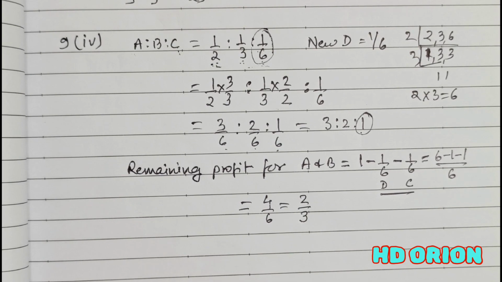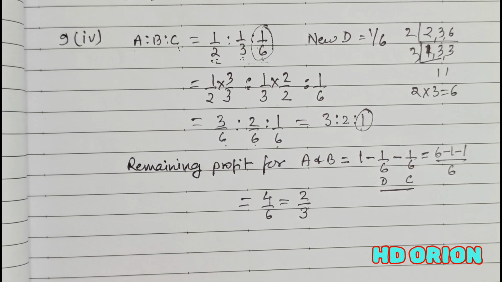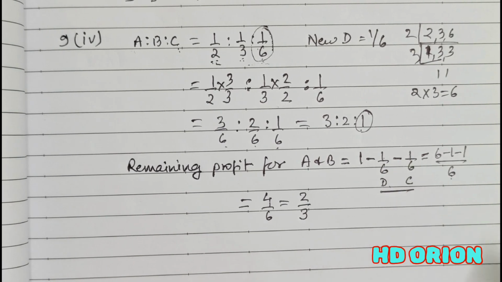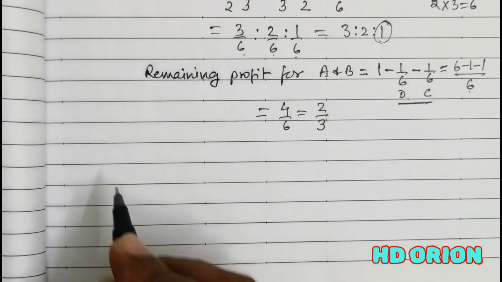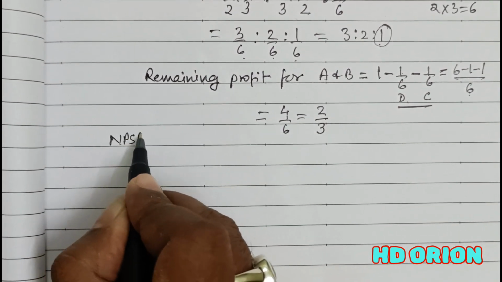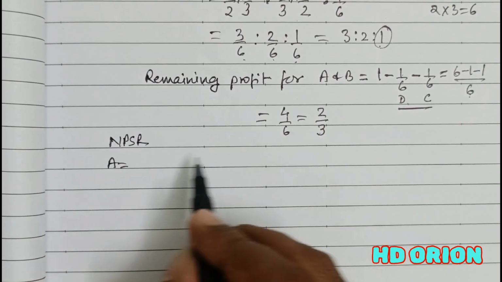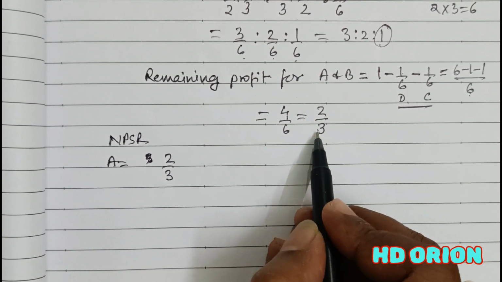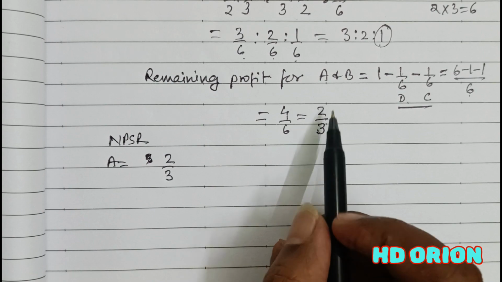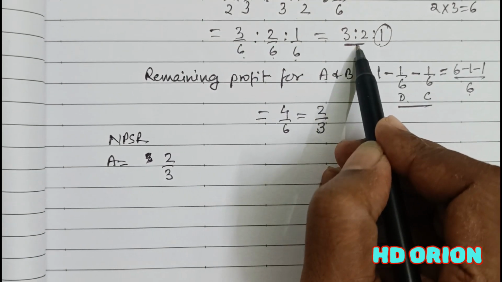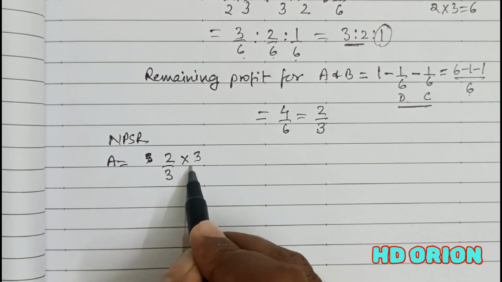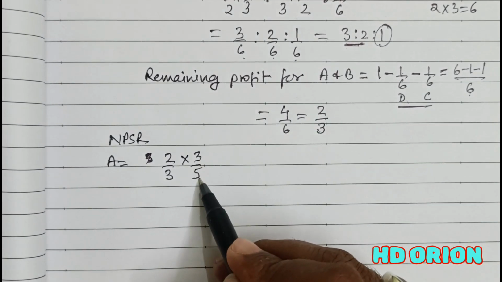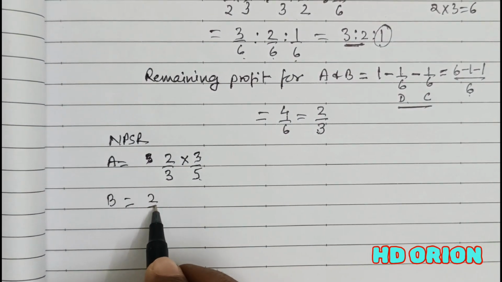So the remaining profit of A and B is how much? 2 by 3. You have to take LCM here. LCM is 6. So it will become 6 minus 1 minus 1. Now let us calculate the new profit sharing ratio. New profit sharing ratio for A. Remaining profit is this much, 2 by 3. 2 by 3 is the remaining profit, and it will be broken in this ratio, 3 is to 2. So it is what? 3 by 5. 3 is to 2, this is A and B. So 3 by 5 for A.